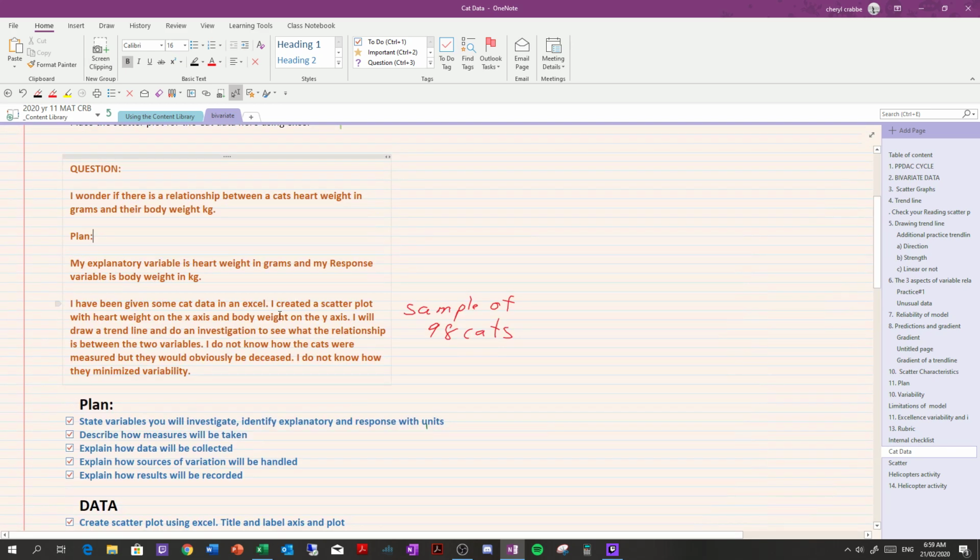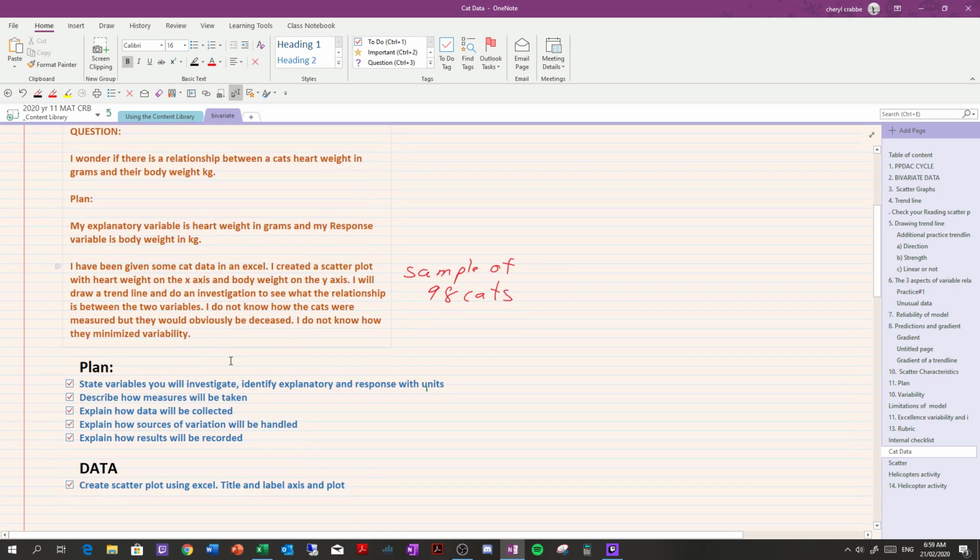I can't say very much about the plan because I'm not doing any measuring, but I have been given some cat data in an Excel spreadsheet. I create a scatter plot with heart weight on the x and body weight on the y-axis. I will draw a trend line and investigate the relationship between the two variables. I do not know how the cats were measured, but they would obviously have to be deceased to measure heart weight. I do not know how they minimized variability either. So there are some questions, because we don't know how all the data was measured or where the data came from.